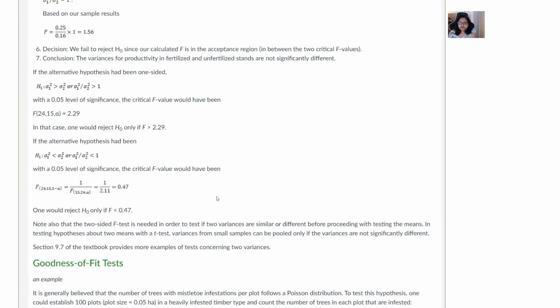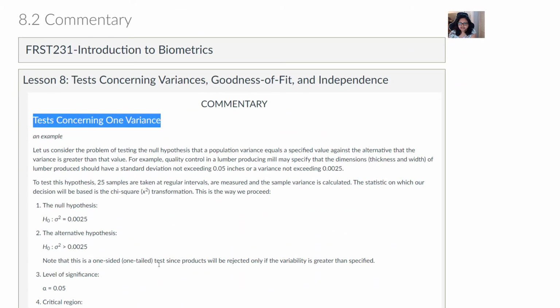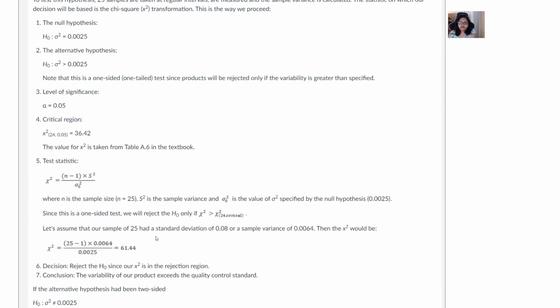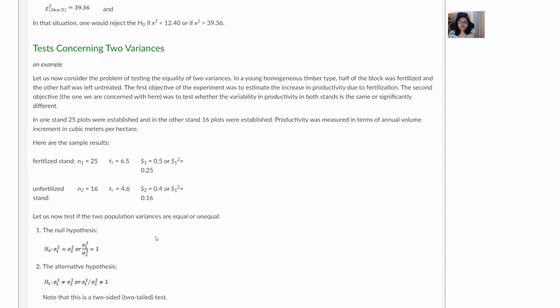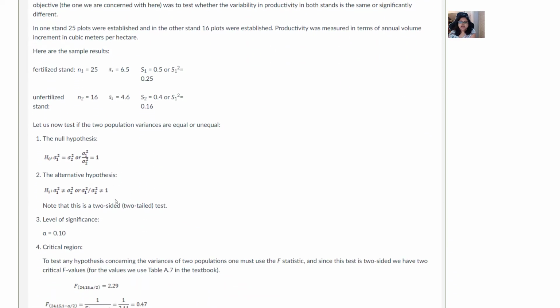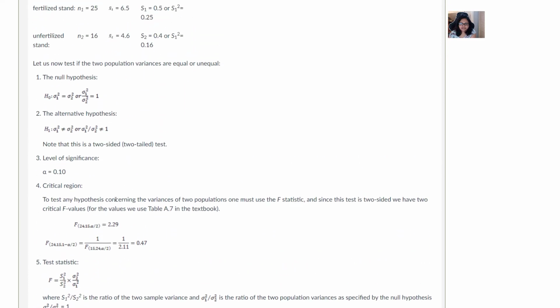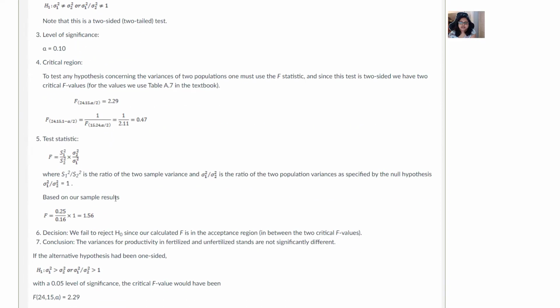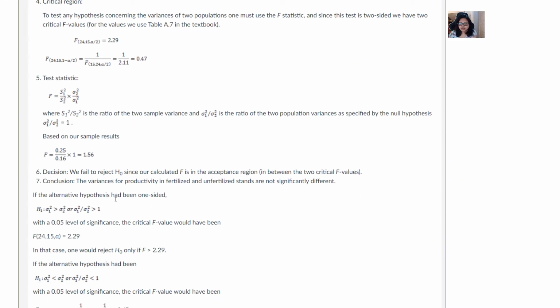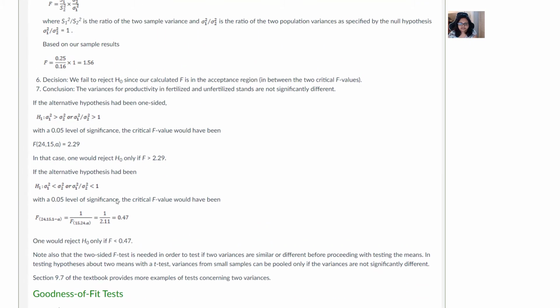So that's what we saw today: if we want to test for one variance, then we have to use the chi-square test. If we want to test two variances, the ratio of two variances, then we have to use the F test. Based on our hypothesis, whether it is one-sided or two-sided, we have to pick our critical value, and then make a decision whether the null hypothesis is rejected or not.